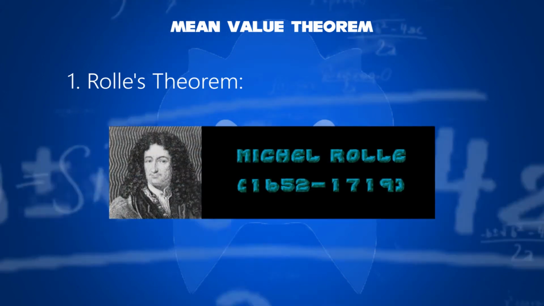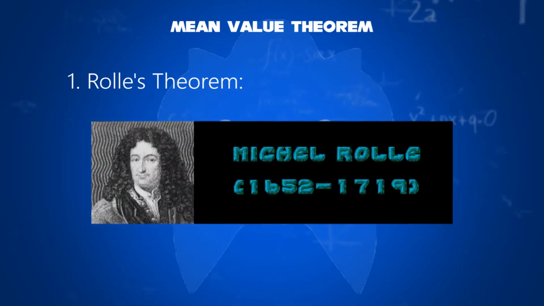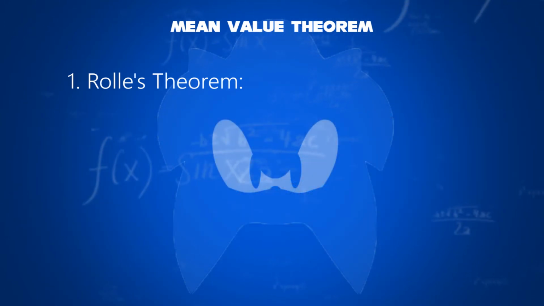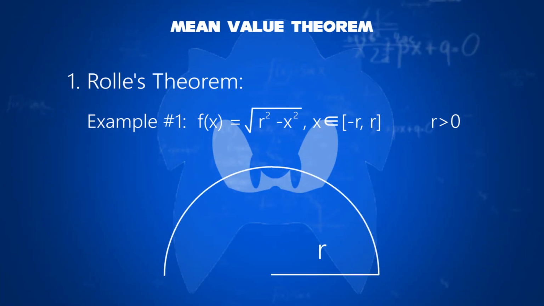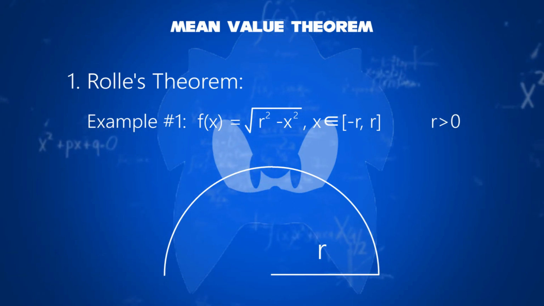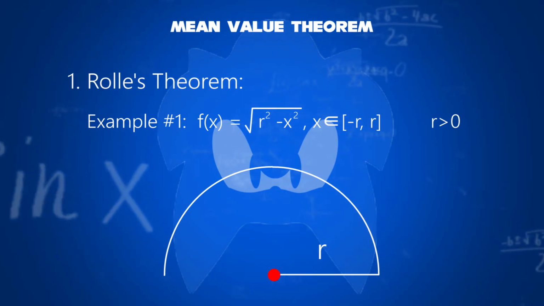A restricted form of the theorem was proved by French mathematician Michel Rolle in 1691. He is best known for Rolle's theorem. For example, f of x is equal to the square root of r squared minus x squared. Let's consider a semicircle with a unit radius r. The center point lies at the origin, in accordance with the radius.